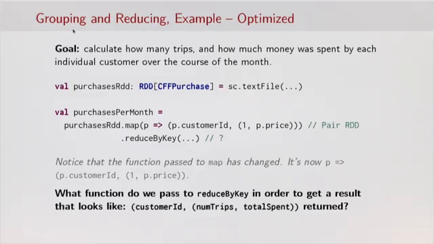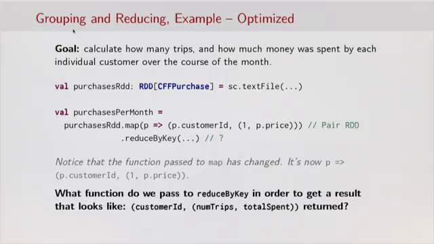Note, to make things a little easier for you, I changed the function that I've passed to map here, so it's a little different than it was in the previous example. Now, instead of a pair RDD with only the customer ID and price, I've also added an integer 1 here to make it easier to do the count of the purchases later.